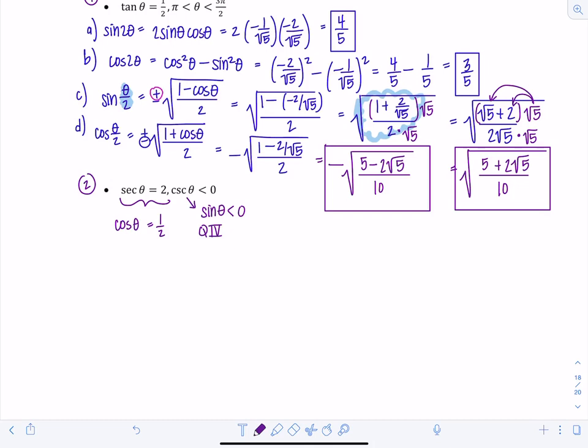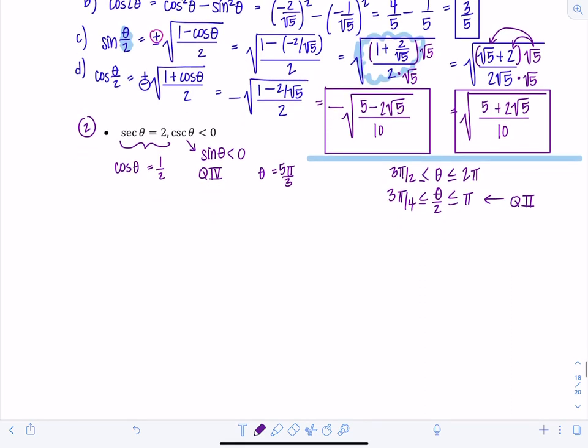And you know what, guys? I actually know what theta is. Theta is 5 pi over 3, but I'm going to pretend like we don't know that because we want to practice using the formulas. All right, so if theta is in quadrant 4, that means theta is between 3 pi over 2 and 2 pi, which means theta over 2 is going to be between 3 pi over 4 and pi. So which quadrant is that? That's quadrant 2. All right, good.